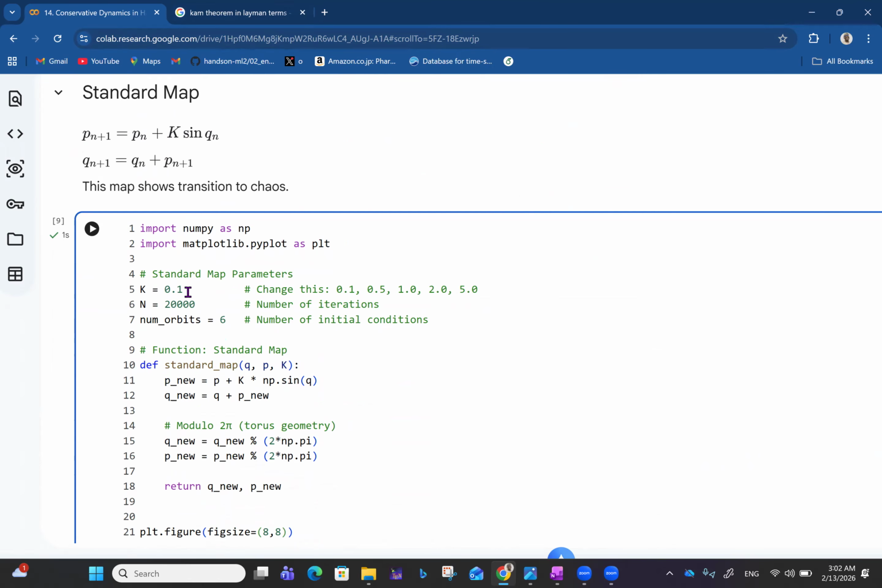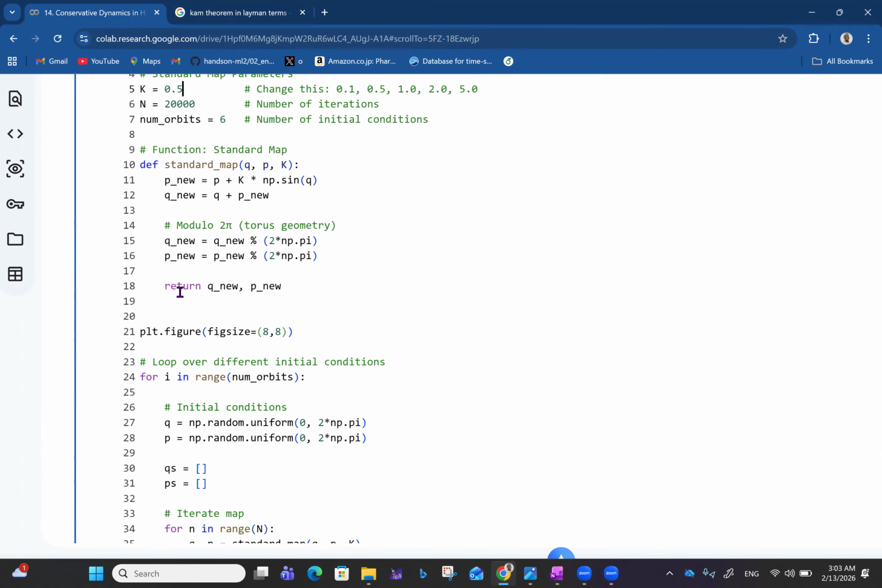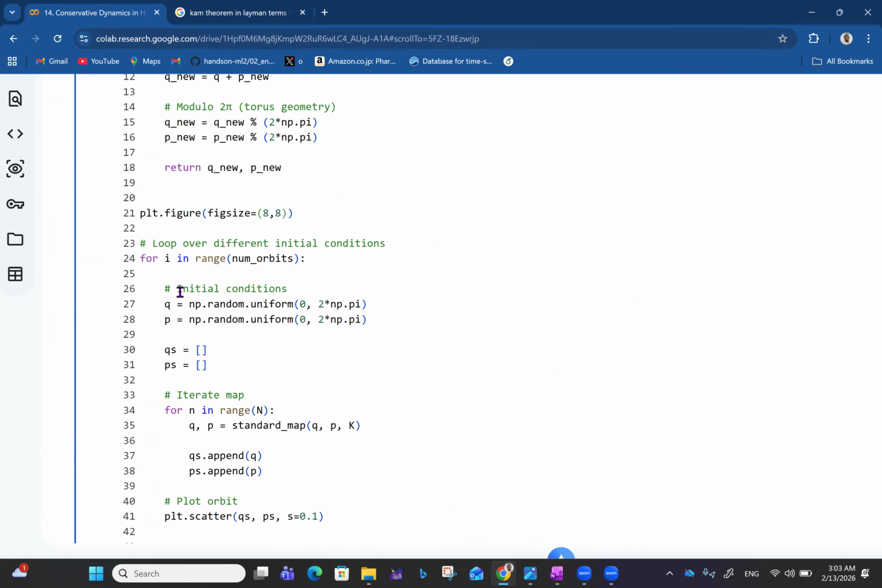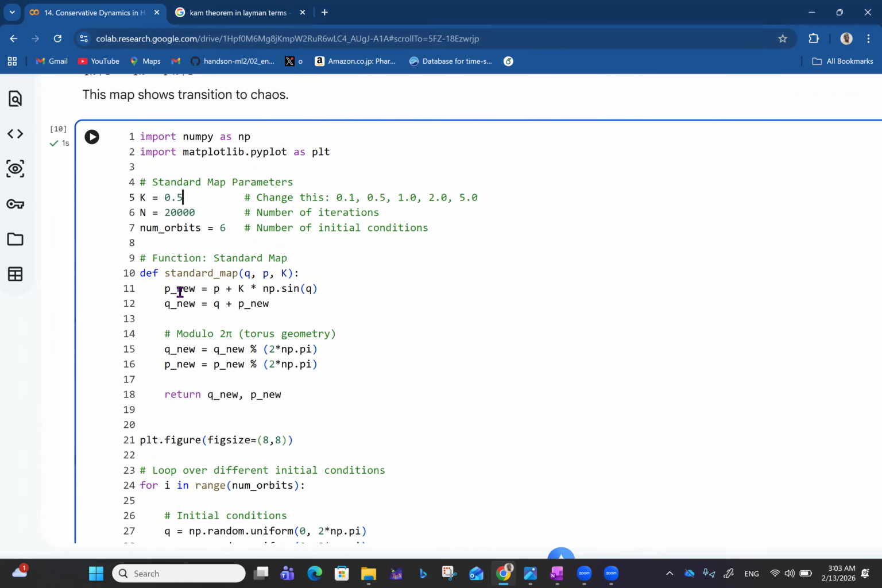Then we can do 0.5. 0.8 was what we did before. So this is what 0.5 looks like. Then we have, let's say, 1.0 now.